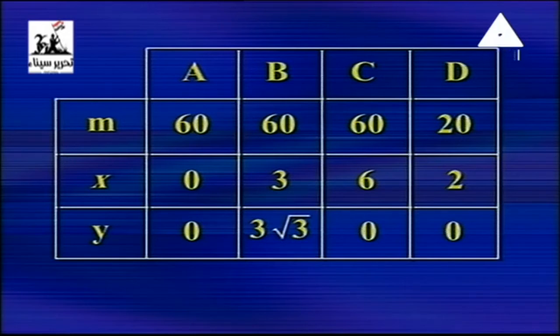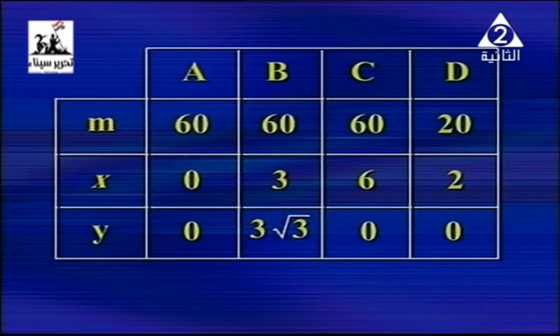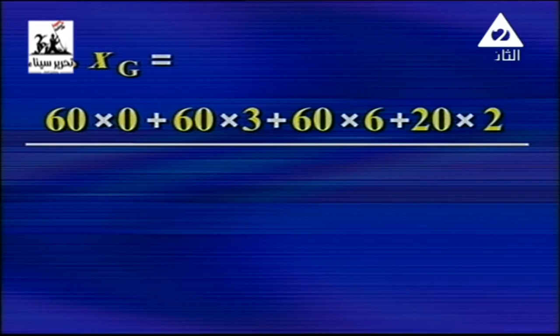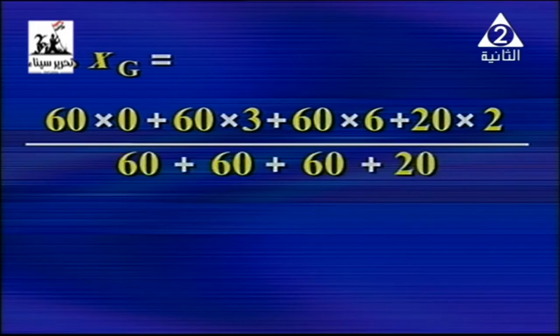By using the rule, what is the rule? Yes, xg equals m1x1 plus m2x2 plus m3x3 plus m4x4 over the sum of all masses, 60 plus 60 plus 60 plus 20. By using the rule, we find xg. xg is 60 times 0 plus 60 times 3 plus 60 times 6 plus 20 times 2 over the sum of the 4 masses. xg is 2.9 centimeter.